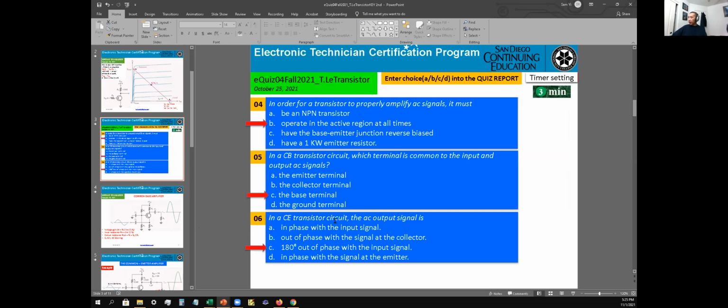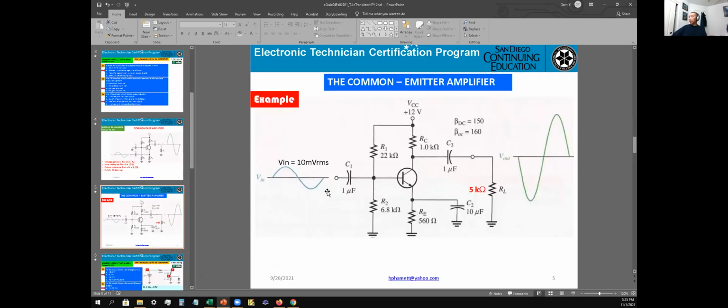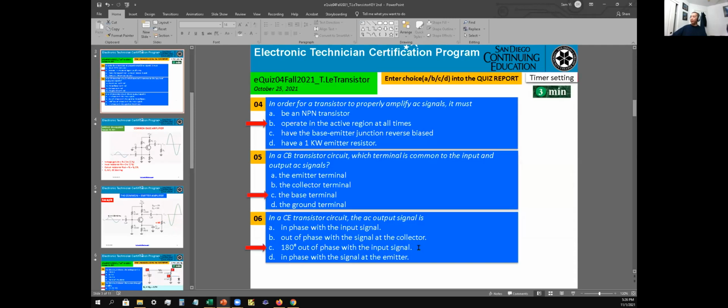In the common emitter transistor circuit, the AC output signal is 180 degrees out of phase. So the answer is C as in cat. You have the input signal like this here. When you get the positive signal going here, your output will be going toward a negative peak. And when the input goes to the negative peak, it is inverted to the positive side on the output. So that's why it's 180 degrees out of phase. So the answer to 6 is C.